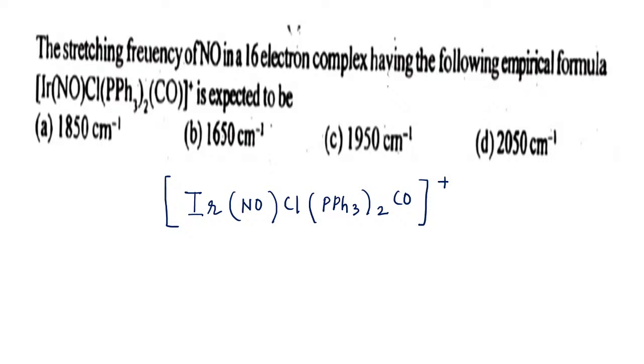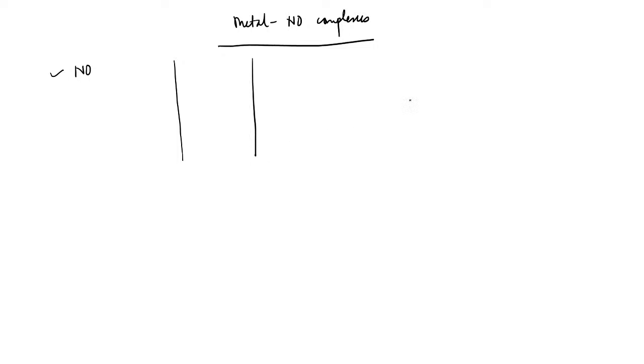So first, let's understand the properties of nitrosyl compounds. Everyone, pay attention. We are now discussing metal nitrosyl complexes. If our ligand is nitrosyl, how can we draw the molecular orbital diagram of nitrosyl? You can refer to the MOT structure, which we have discussed in the class.